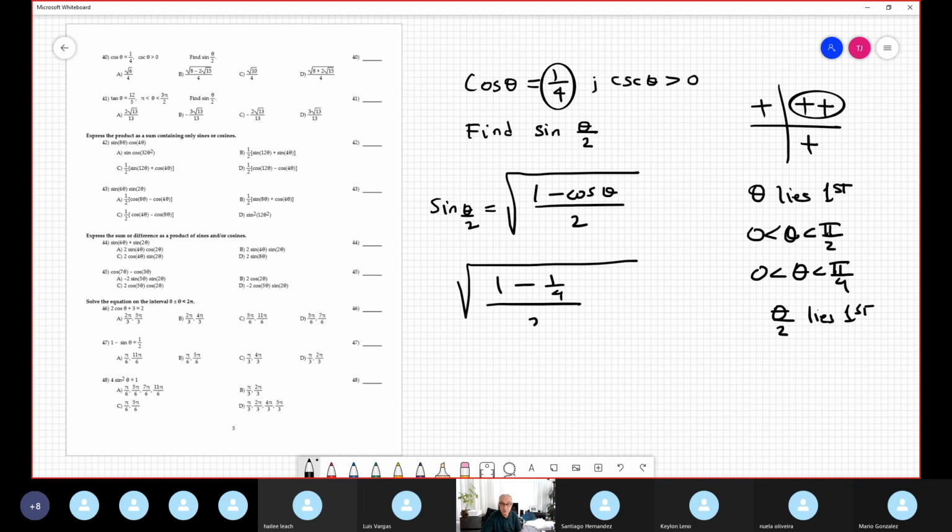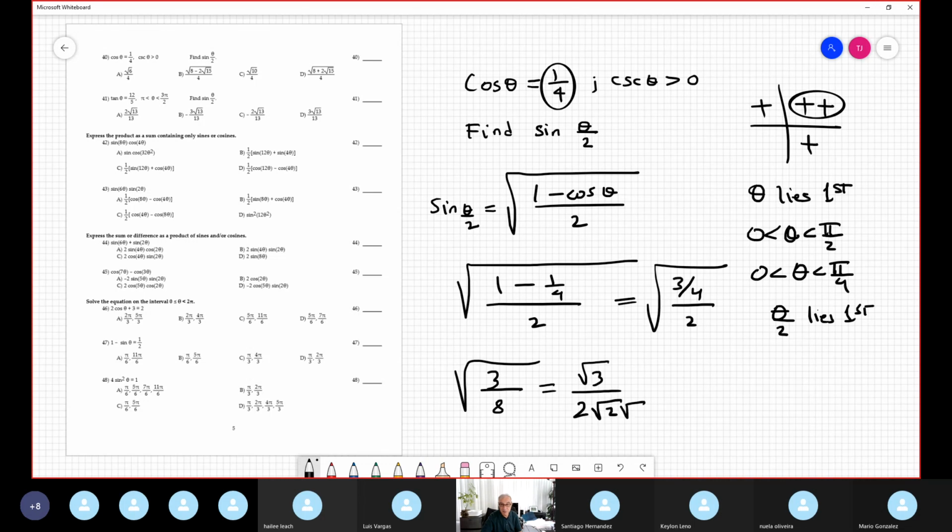Where does the 8 come from? 4 times 2 in the denominator, right? Entonces radical 3 over 2 radical 2. Rationalize maybe: radical 2 times radical 2 is 2, and 2 times 2 is 4. This is the answer, radical 6 over 4, que es option A. Boom. Very good. Any question?